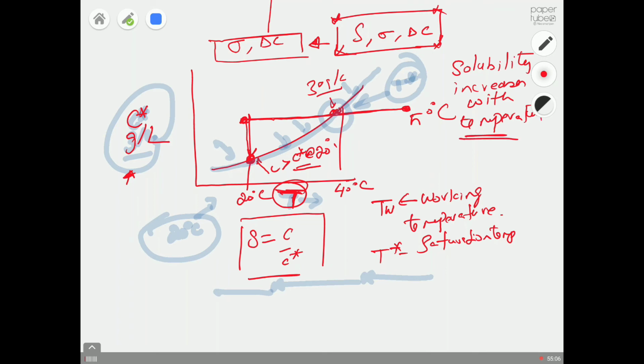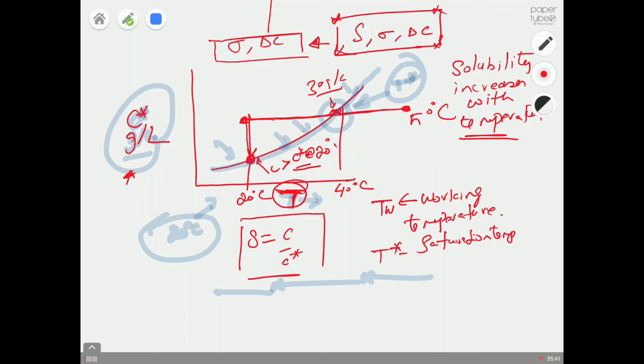So that's why we are cooling the solution, in order to create a supersaturation. If your solubility is going to decrease with temperature, we have to do something else to create a supersaturated solution. So the rule is that solubility will always increase with the increase in temperature. So these are the things we learned.